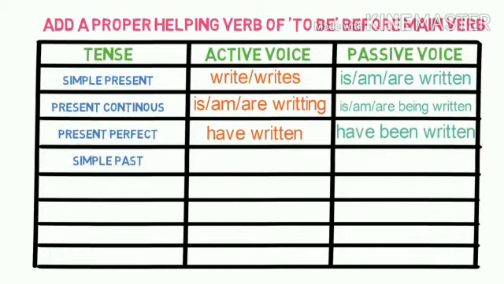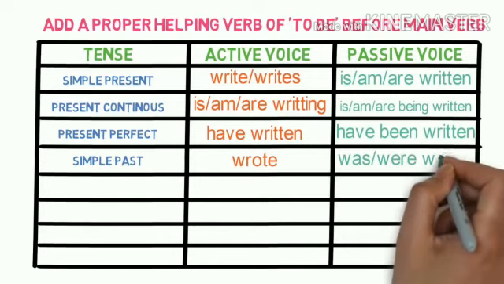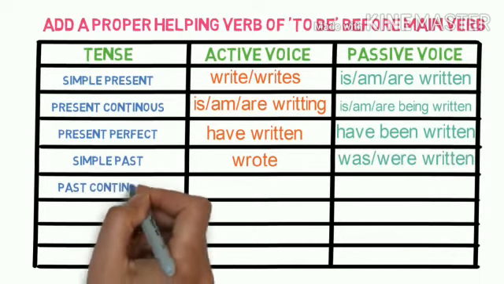And for simple past tense, in active voice we will use the verb wrote, and in passive voice we will change it to the helping verb was or were plus the main verb written, that is the V3 form of the verb.